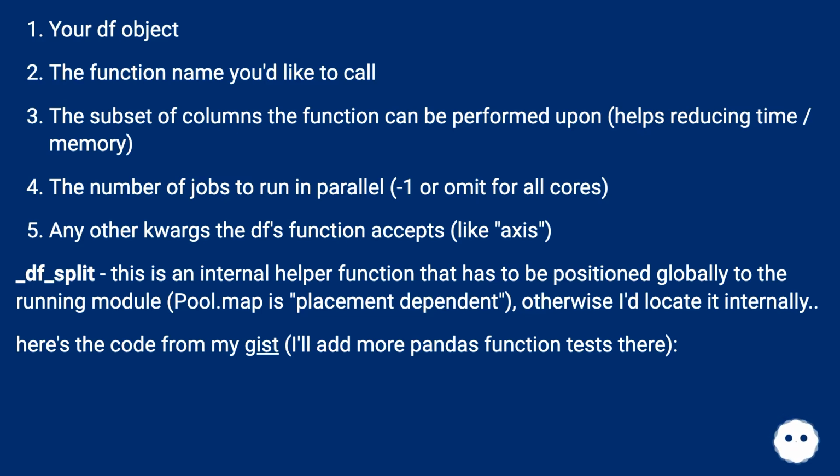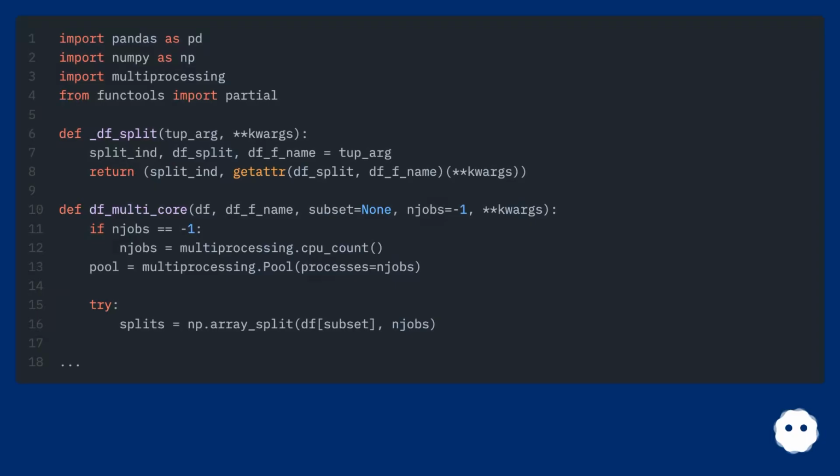This is an internal helper function that has to be positioned globally in the running module. Pool.map is placement dependent, otherwise I'd locate it internally. Here's the code from my gist. I'll add more pandas function tests there.